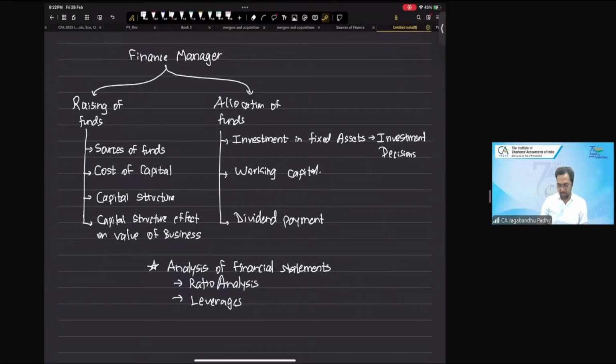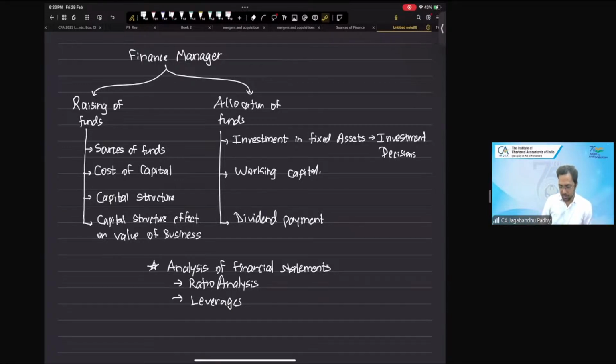Now, analysis of financial statements is ratio analysis and leverages. Leverages is understanding or analyzing the risk involved in a business. Ratio analysis is simple calculation of certain ratios to draw a conclusion on whether a company is really doing well or not, in what areas it is doing well, and in what areas it is not doing that great.